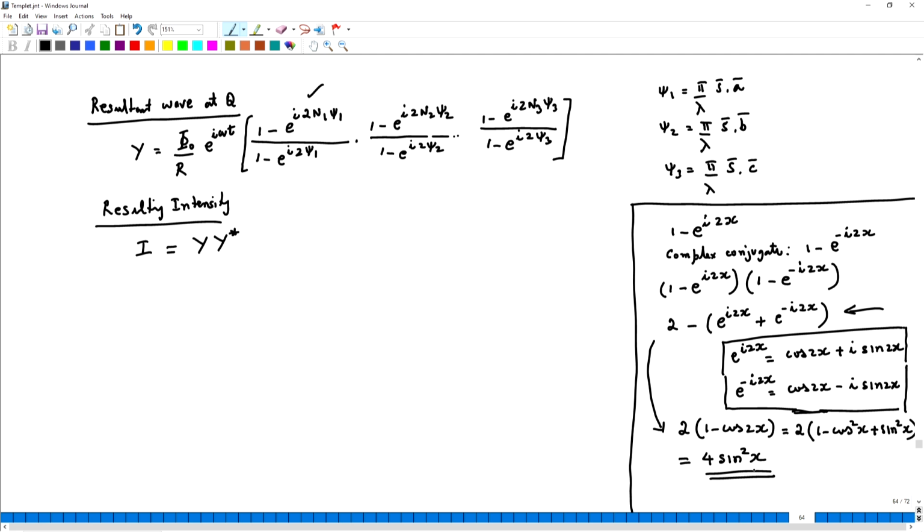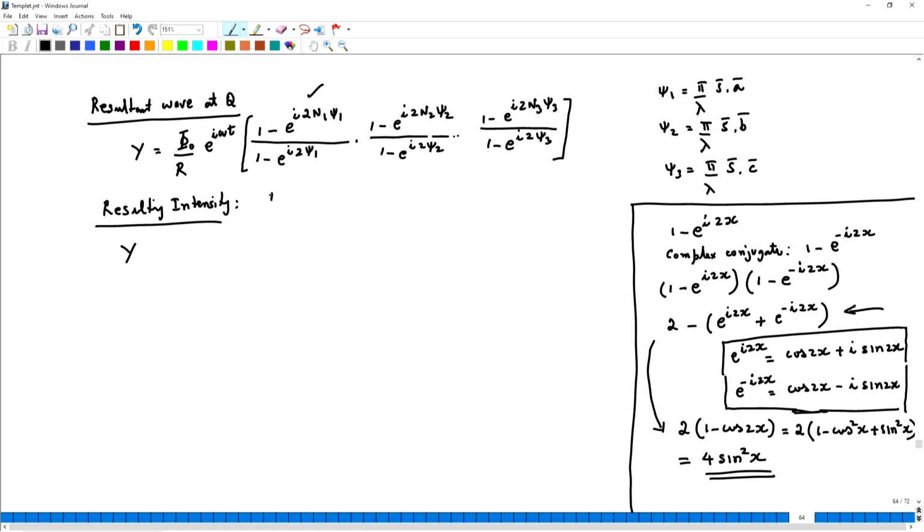sin square x. So, now this becomes a simple matter. So, looking at it, let us multiply all this. So, I will get phi 0 upon r, and now e to power i omega t will have to be multiplied by its complex conjugate as well. So, let me actually write down the full complex conjugate, so that things are clear.